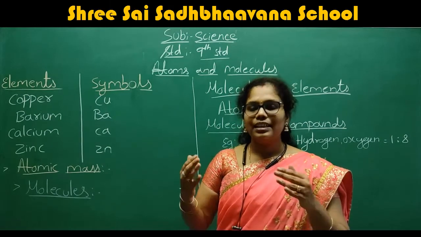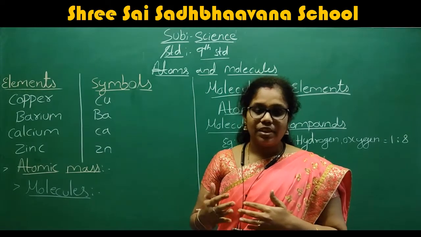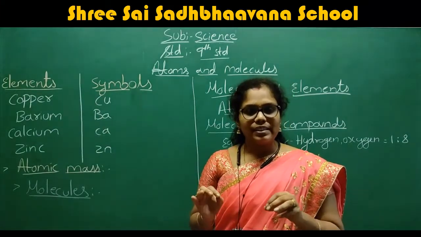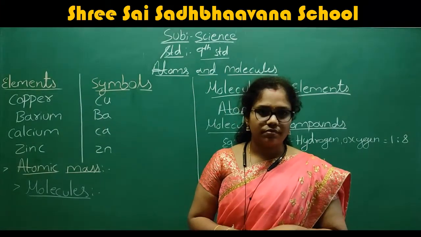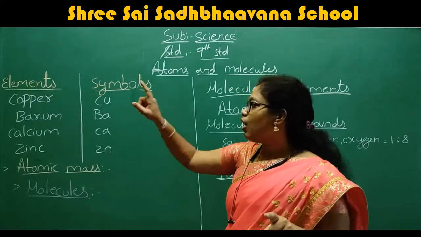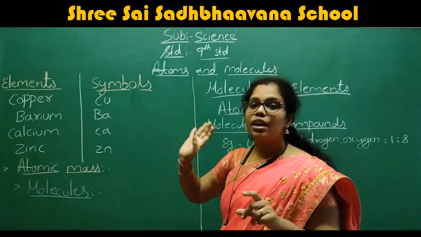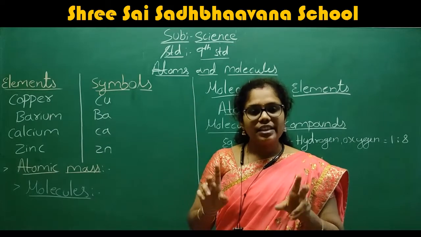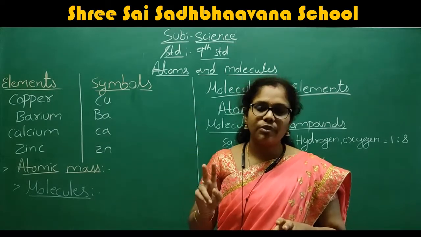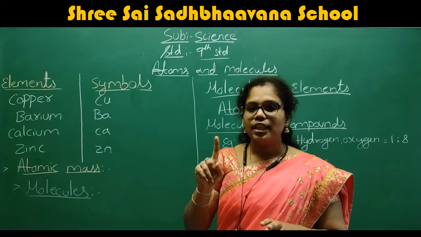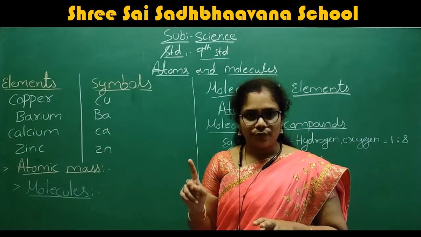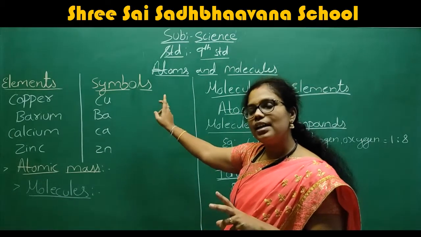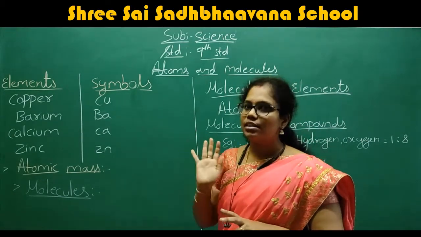I said in the previous concept that before IUPAC existed, we represented elements by their source. Therefore, the source of copper is cuprum. We just take the two letters from cuprum, that is Cu. Therefore, the symbol of copper is Cu, not Co.